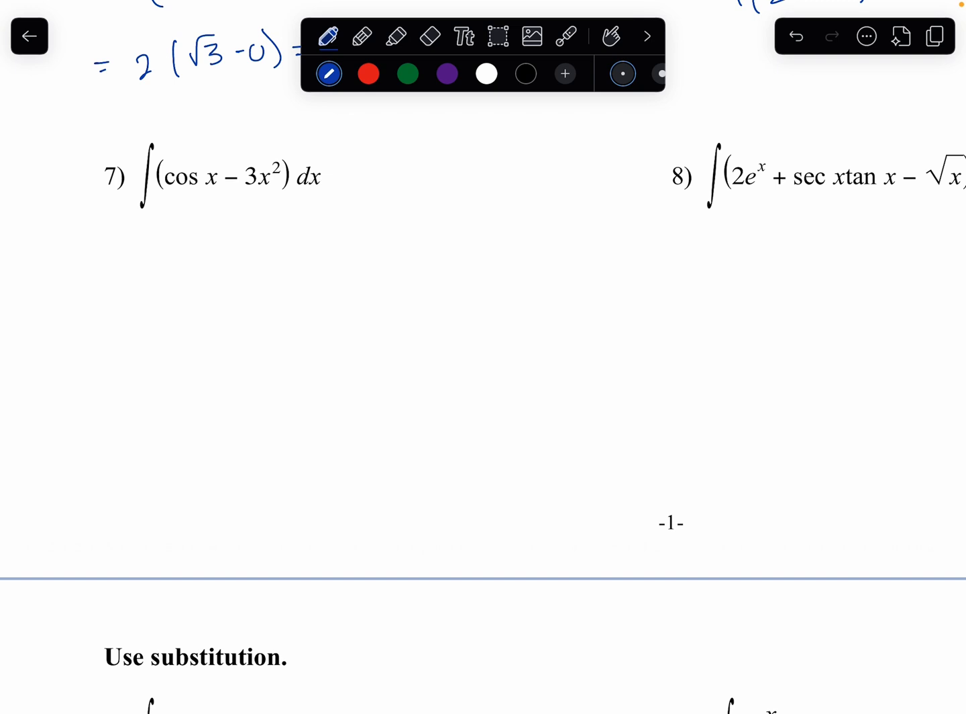Let's see. Antiderivative of cosine is going to be equal to sine of x. And the antiderivative of 3x squared should be x to the third. And since this is an indefinite integral, we're going to add c. So the derivative of sine is cosine. Derivative of x to the third is 3x squared. Yep, checks out.